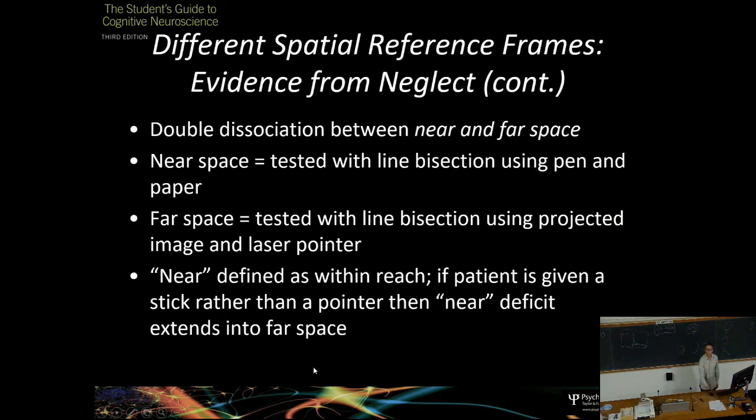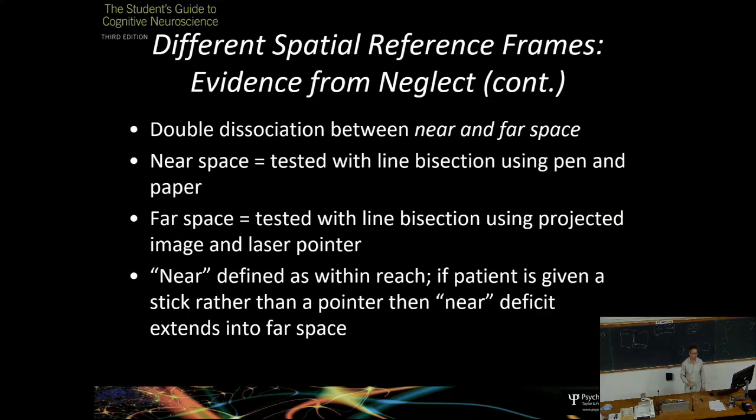What's also interesting is that what's defined as near and far is kind of the end of your fingertips. But if you're using a tool like a ruler, then near space gets extended out by, say, 30 centimeters. And you can also show this in the single cell recordings of monkeys as well. Your kind of bubble as to where your body ends becomes extended by holding tools in your hand.